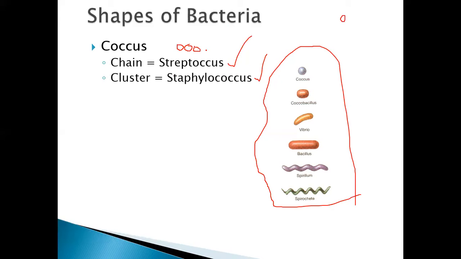Cocci in chains. And staphylococcus appears in clusters, right? It looks like it has a grape-like appearance after Gram stain, after you have Gram stained it and then visualized it under the microscope.